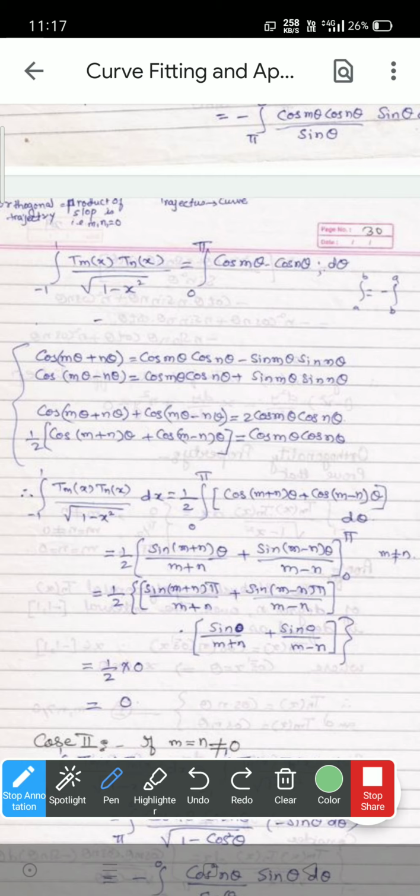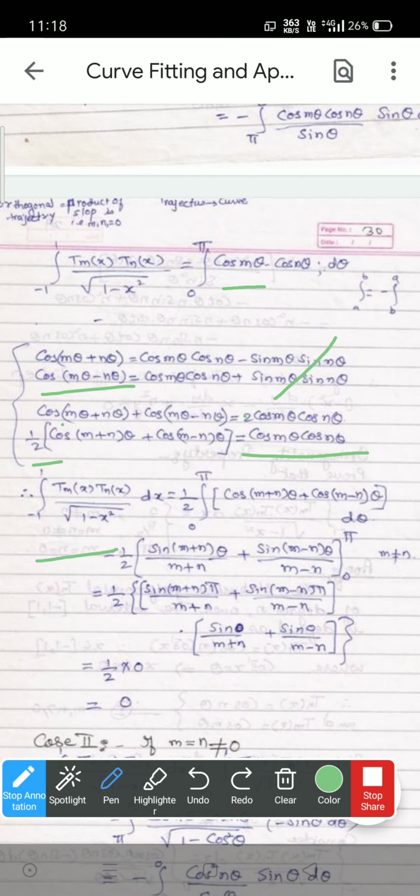So cos of m theta plus n theta plus cos of m theta minus n theta is equals to, if we add both, these terms will cancel and we get 2 cos of m theta cos of n theta. So cos of m theta into cos of n theta is equal to, this 2 will come in the denominator, 1/2 cos of m plus n theta plus cos of m minus n theta.